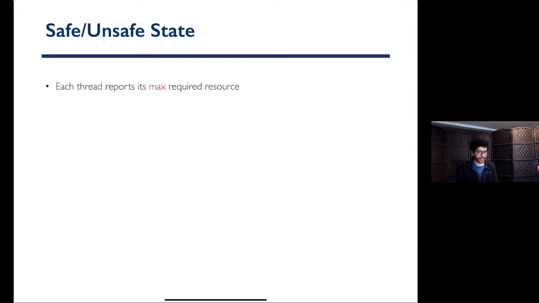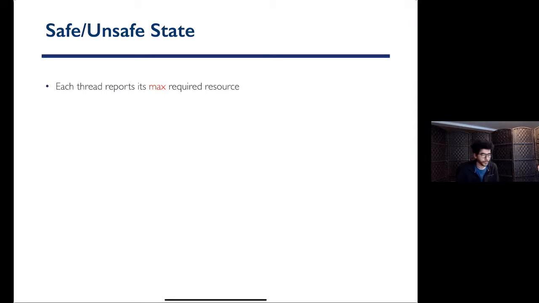So what is a safe state? Let's assume that we know what is the maximum number of units per resource that each thread needs. So this is a big assumption. As I mentioned, it might not be true all the time, but let's assume that we know this number. So there is a maximum number of resources that I know this thread is capable of asking. It's not necessarily the number that it's going to ask at any given time, but this is the max that it will need.